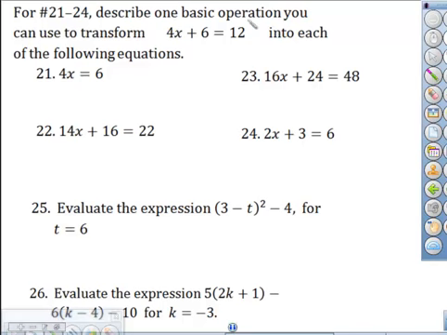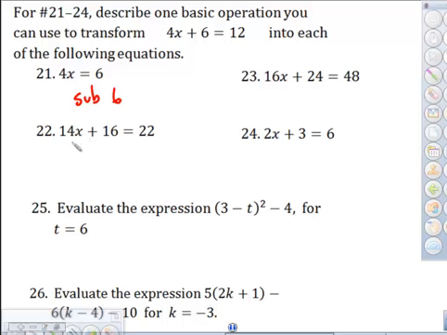All right, 21 through 24, it says, describe one basic operation that you would use to transform this. So, I mean, you go from here to here. So notice that the 4x is still there, except all of a sudden the 6 that's next to it is gone. So if we were to subtract 6 from both sides, we would see that that's what happened here. So we would write subtract 6.